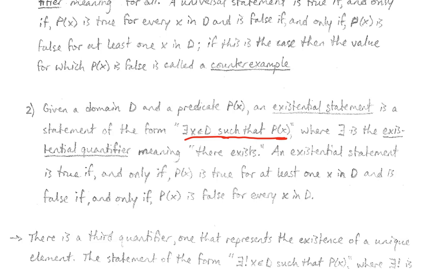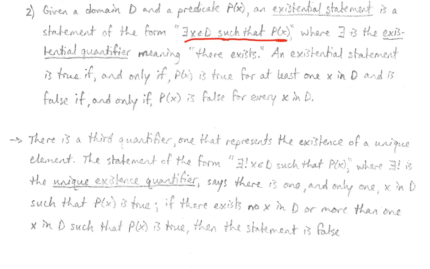An existential statement is false if and only if the predicate is false for every x value in that domain capital D. So what we're saying here is if you were to take every x value inside of your domain, you plug it into your predicate, and you get something that's false for every one of those, then your existential statement is false.